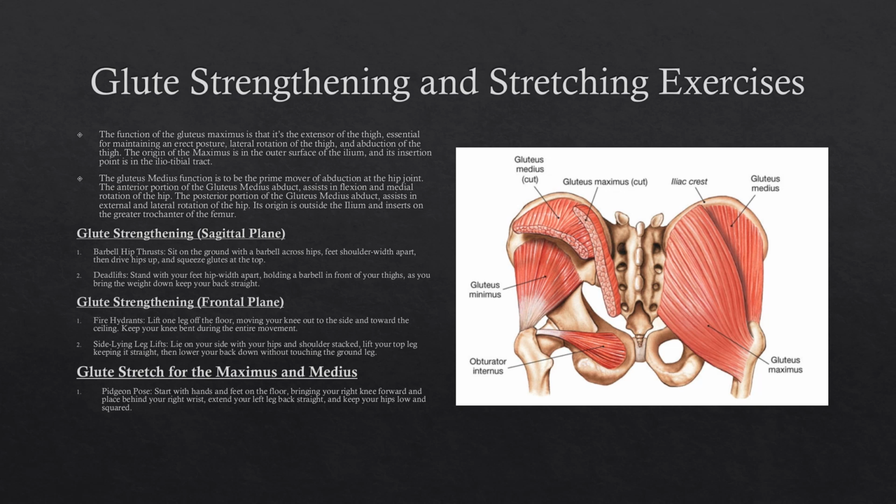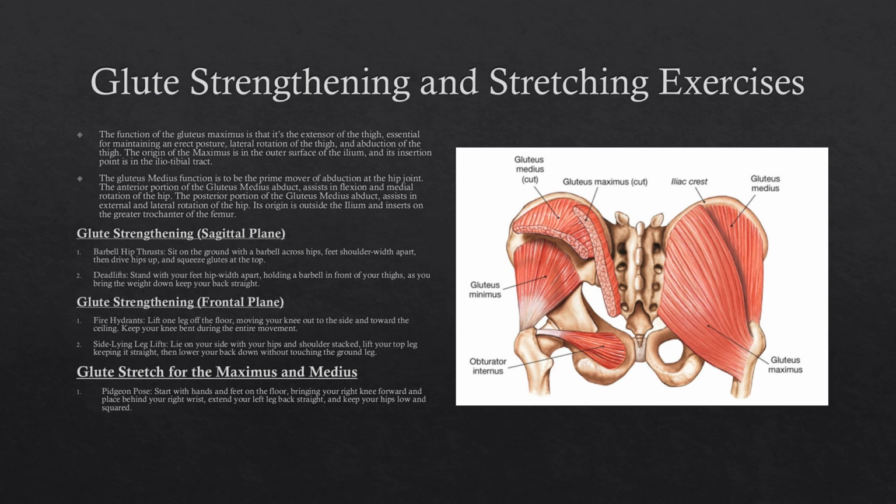For glute strengthening of the frontal plane, I did fire hydrants. Lift one leg off the floor, moving your knee out to the side and toward the ceiling. Keep your knee bent during the entire movement and your hands straight in front of you. Then the side lying leg lifts. Lie on your side with your hips and shoulders stacked onto each other. Lift your top leg, keeping it straight, then lower it back down without touching the ground leg.